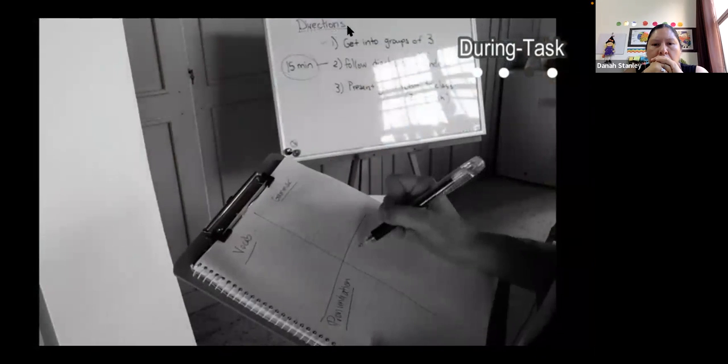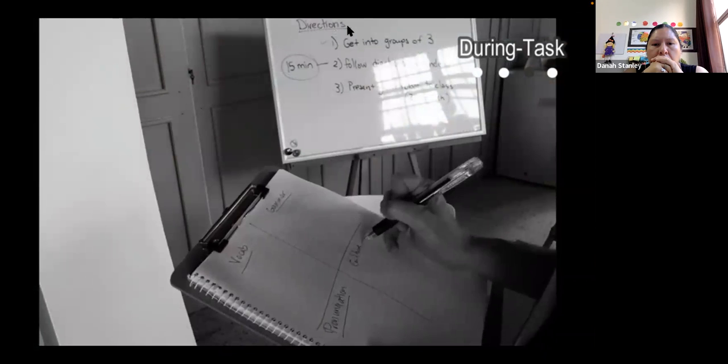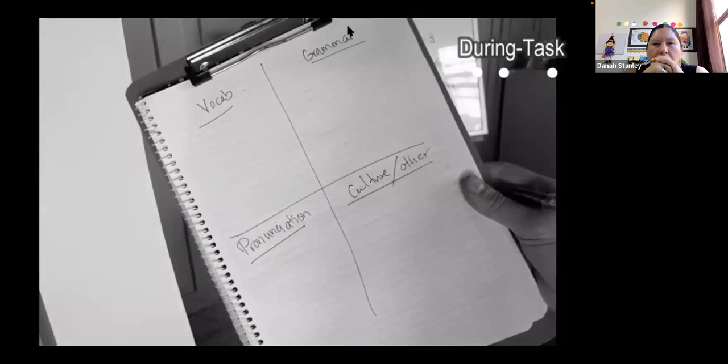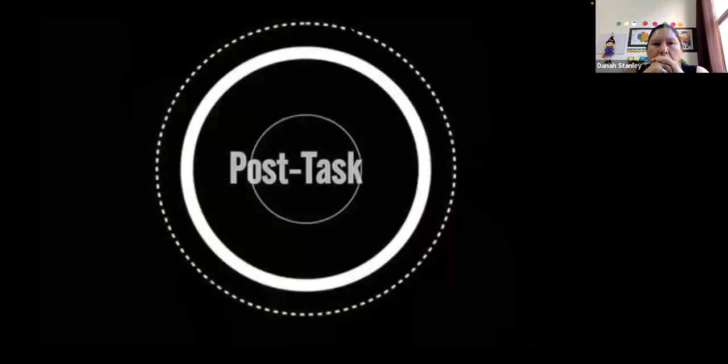When I'm done, my clipboard is often covered. To keep me organized, I take notes into categories. Only the most important language features get addressed. Always point out both strong and weak language features.